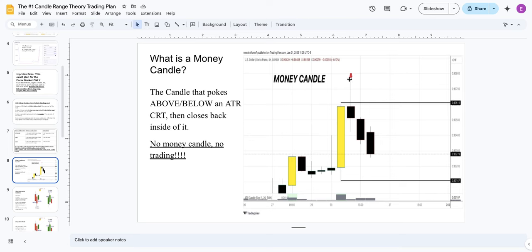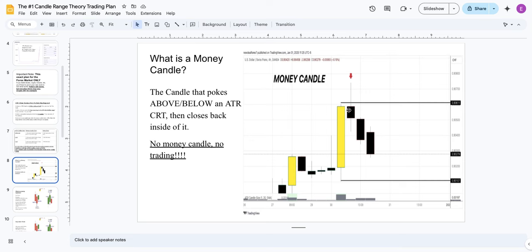The money candle exceeds the ATR and then closes below it. That's what this yellow means. It's a signal to go short. If you're not sure what that is, go back and watch the ATR indicator video, the second video on this channel. Again, I'll link those videos in the description. All right. If there's no money candle, there's no trade.